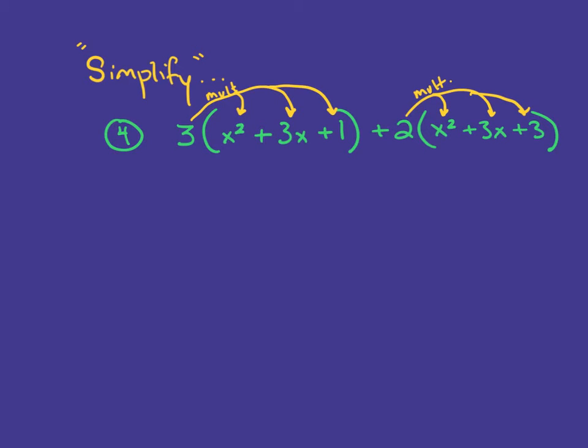So coming down onto the next line, 3 times x squared is just 3x squared. 3 times 3x, so 3 times 3 is 9x. And then 3 times 1. So since we've done the multiplication, we don't need any parentheses anymore. I'm just going to continue on and write what we get from distributing the 2. 2 times x squared. 2 times 3x. And then 2 times 3.